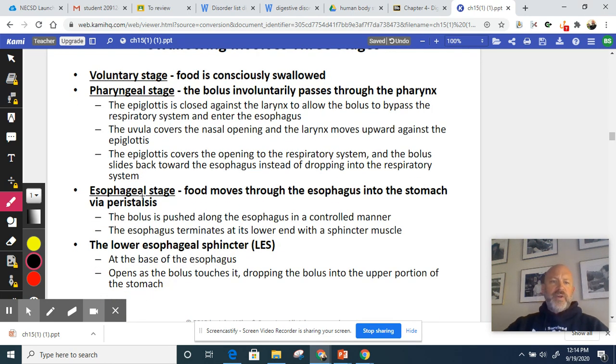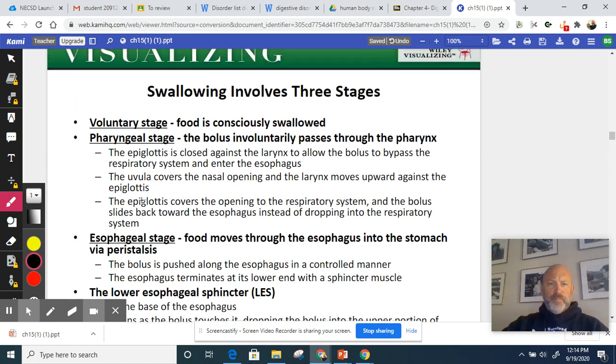All right, so we could break down swallowing into 3 stages. There's a voluntary stage, so you are voluntarily moving the food around, and then you voluntarily swallow it. Well, where does it go? Well, after you swallow it, it enters into the pharynx. The pharynx is a common passageway for food and air, right? So it's really like the back of your throat.